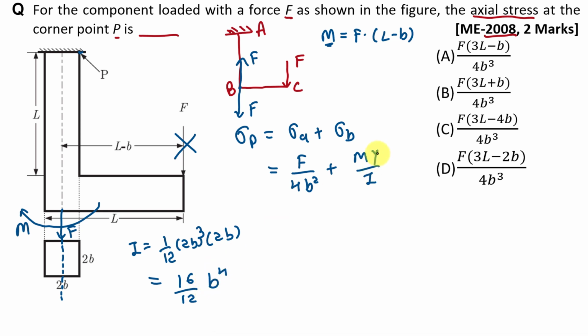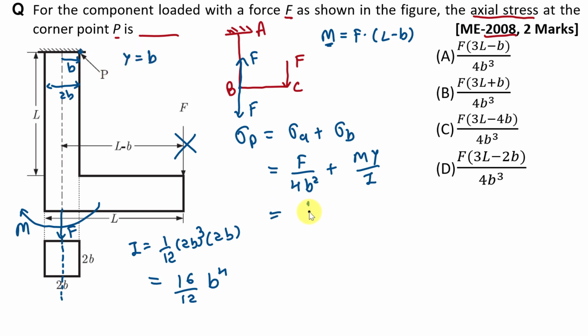And here what will be the value of Y? We know that Y is the distance from this neutral axis, right? Here we want to find out stress at this point, means we have to take the distance from this neutral axis up to this end, and this whole distance is given as 2B, that is given here, right? So this distance is B, means in this case Y is equal to B.